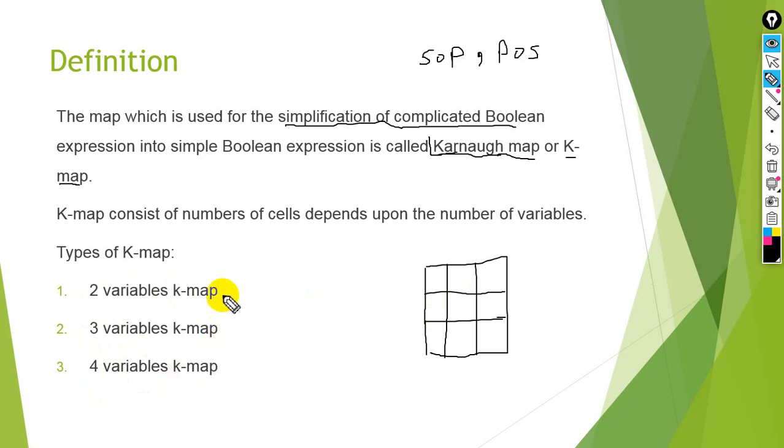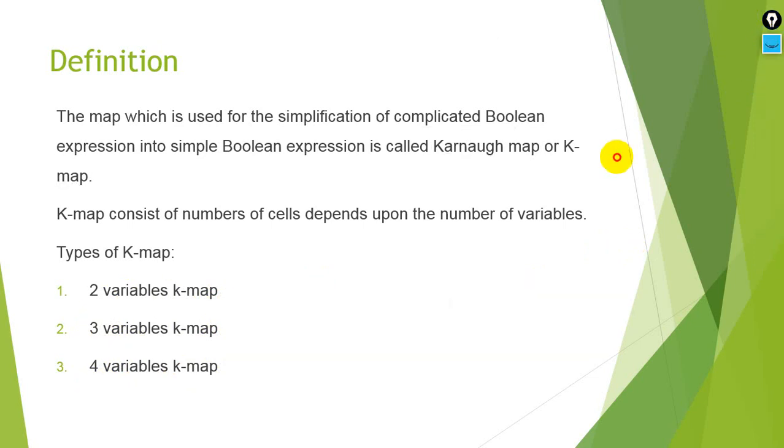So now let me discuss each of them one by one. First we have the 2 variable Karnaugh map.